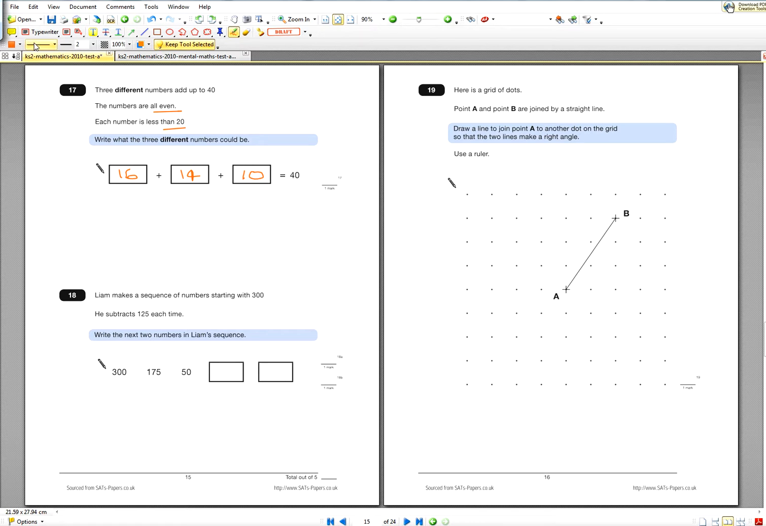You did that one. Okay, let me give you a different solution now. Well, we could have 18 add 14 add 8. What else could we have? Any more solutions? Anybody else could do anything different? We could have had 18 add 16 add 6. That's opposite.